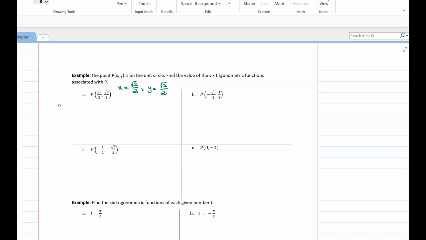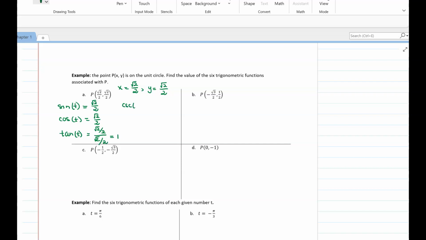The point P(x, y) is on the unit circle. So then sine of t is equal to square root 2 over 2. Cosine of t equals square root 2 over 2. Tangent of t is equal to root 2 over 2 divided by root 2 over 2. That is 1.